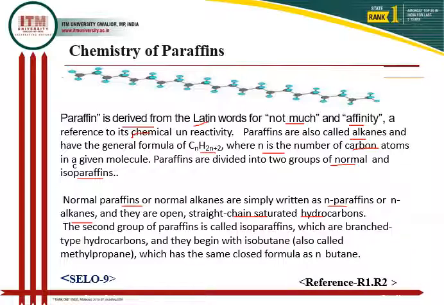The isoparaffins are branch chain hydrocarbons, and they begin with the 4 carbon atom compound, that is isobutane, which is also known as methylpropane. The structural formula is different, but the molecular formula is the same. So they are both structural isomers.